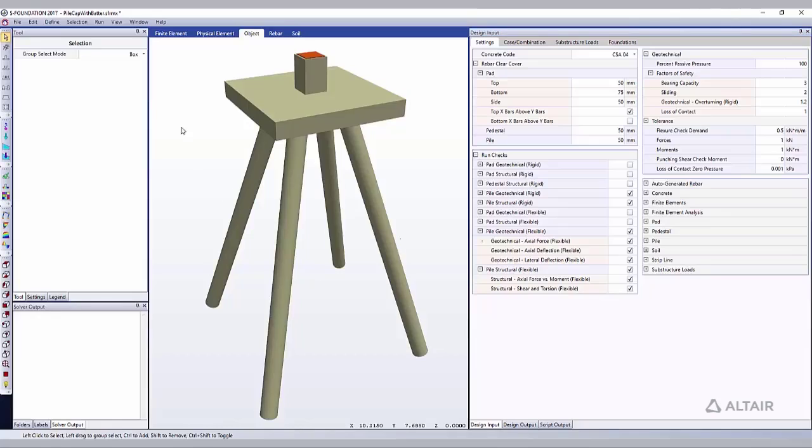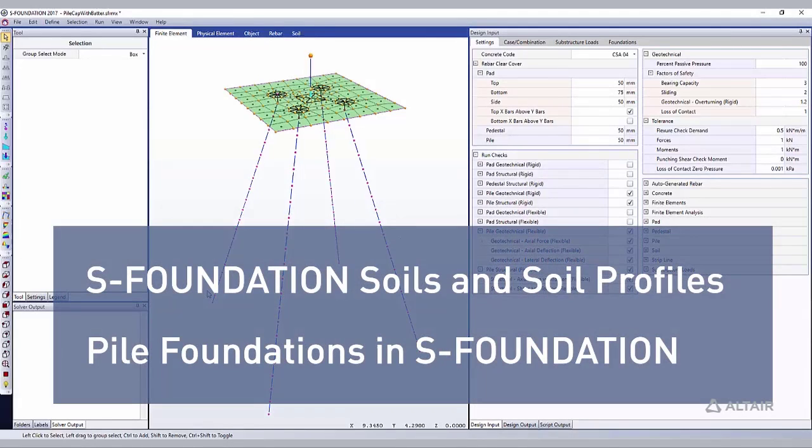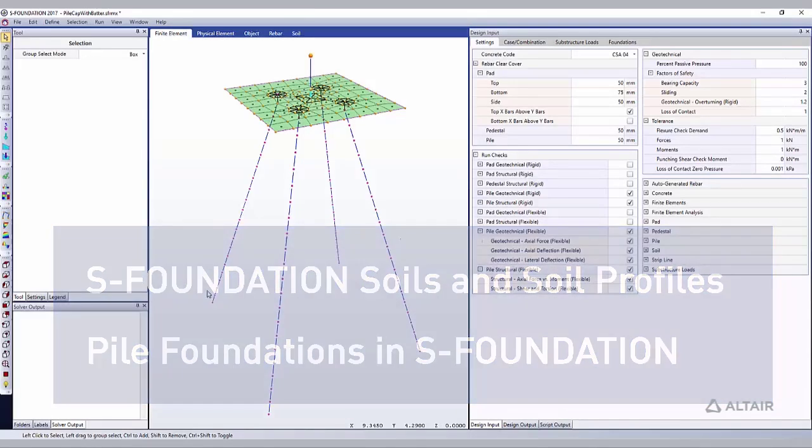The flexible method performs soil-pile interaction with linear or nonlinear springs along the pile length. The available pile checks depend on the type of modeling used with a pile foundation. For more information on modeling soil and pile foundations, please see the soil profile and pile foundation videos.